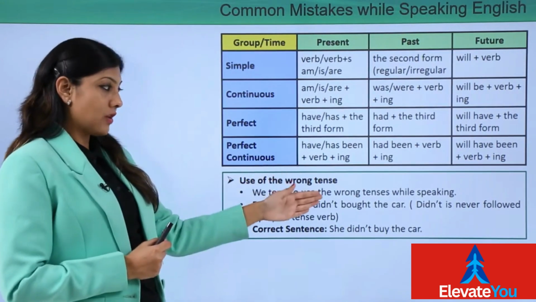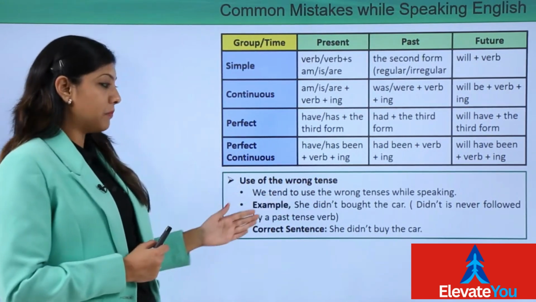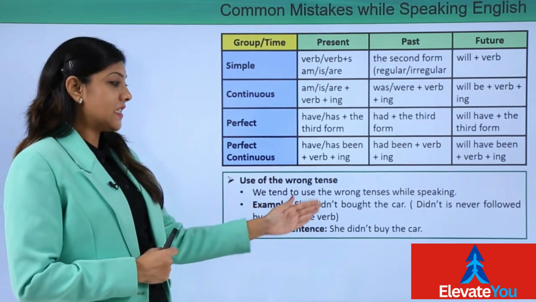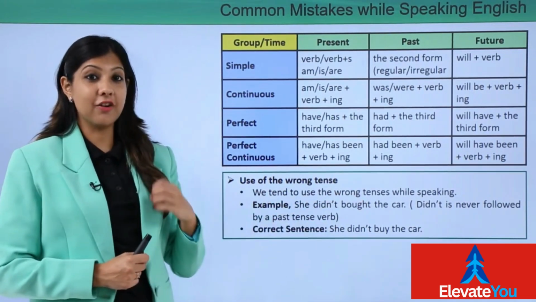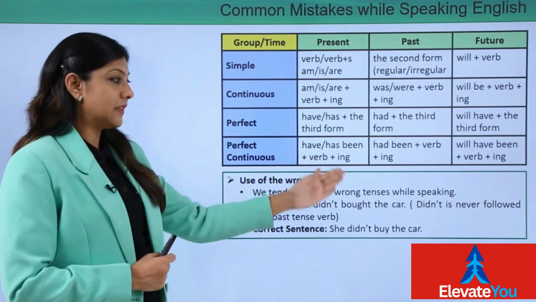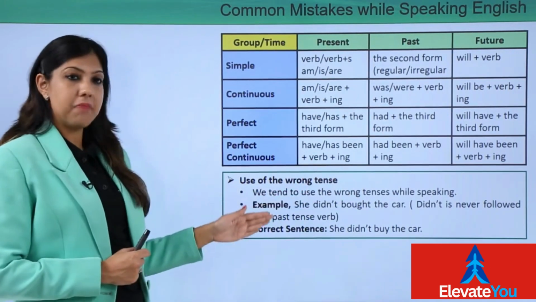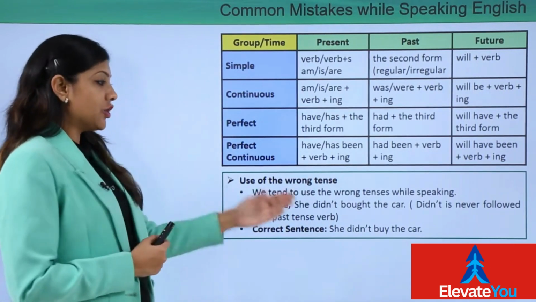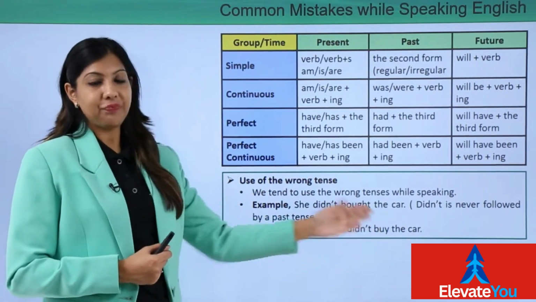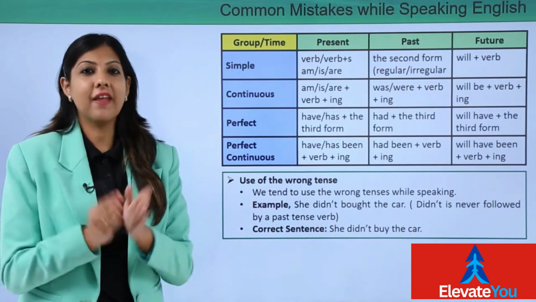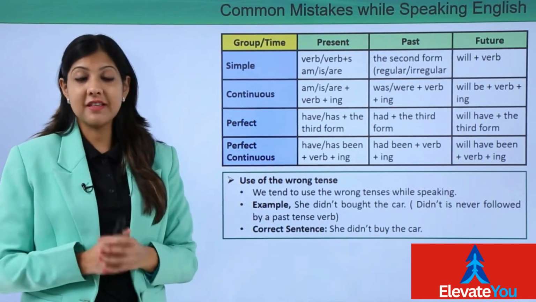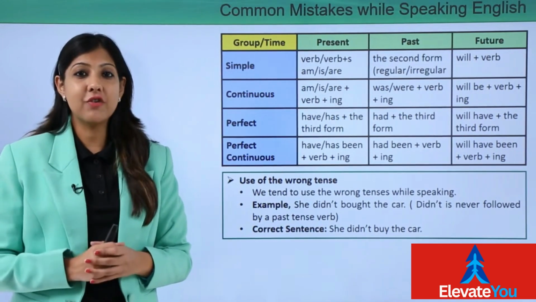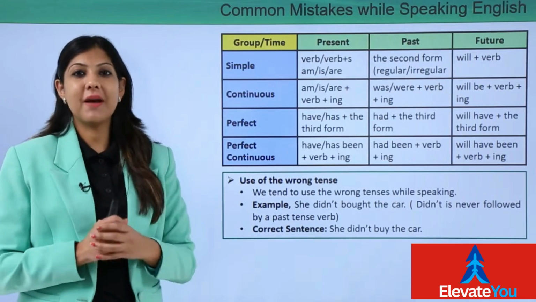We tend to use the wrong tenses while speaking. Example, this is just one odd example that I'm sharing. She didn't bought the car. Now that's grammatically wrong because didn't is never followed by a past tense word. So the correct way to say it is she didn't buy the car. Please understand, friends, that the way you use your tenses is very essential because if your spoken English does not have the right grammar, it can lead to a very bad impression.